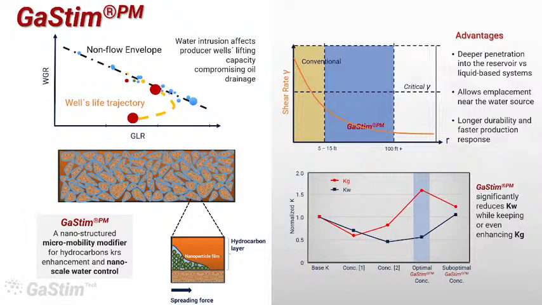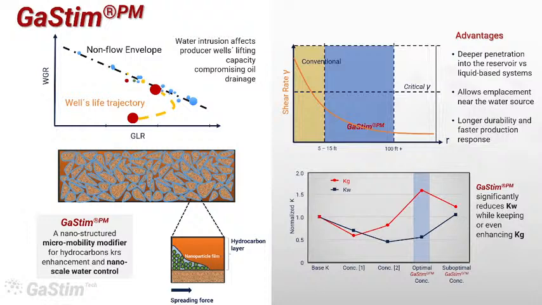So the GaStim PM, as a relative permeability modifier, is a nanoparticle, a nanotechnology-based system, and it basically tries to create and emplace a nanoparticle film in the reservoir. It's a very hydrophilic film that is generated and placed into the pore system, and it is what impacts the relative permeability for the water.